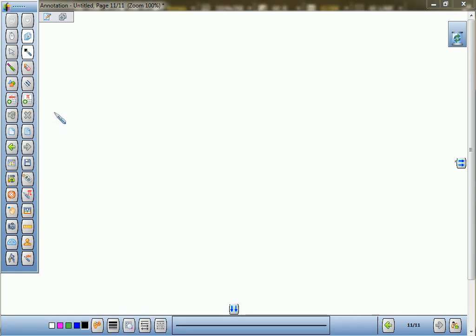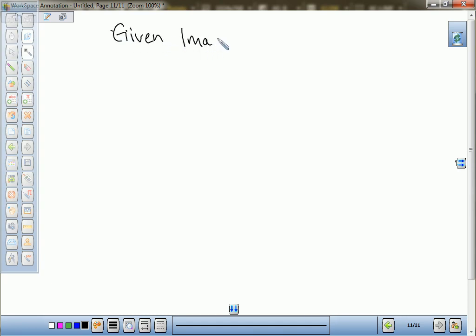And that's what tonight's homework is. Given an imaginary root, and these are our notes. Find all roots.